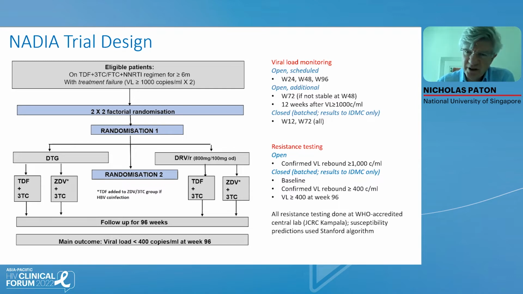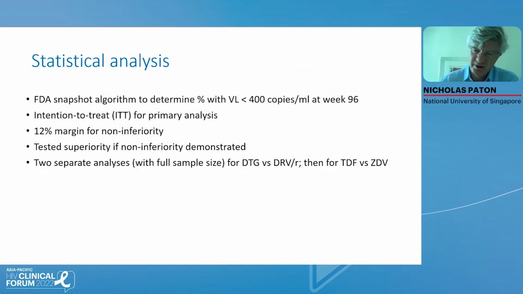And resistance testing was done for confirmed viral load rebound, that was open, but we also did, similar to EARNEST, baseline blinded testing and also looked at viral load rebound above 400 copies at the end of the trial and centralized all that resistance testing. So on the face of it, it was a trial that was done in the public health approach using normal practices, frequency of viral load testing, sparse resistance testing, but obviously we looked in a lot more detail for research purposes afterwards.